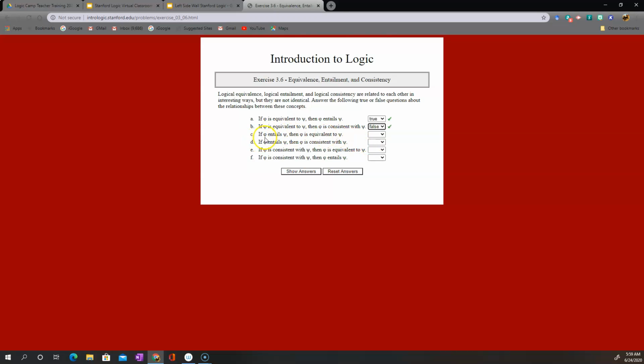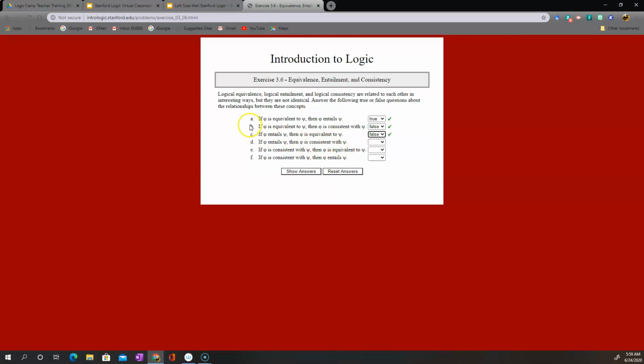C says if phi entails psi, then phi is equivalent to psi. This is false because, remember, equivalence is a stronger requirement than entailment. Entailment just means for every true evaluation of phi, there's also a true evaluation of psi, but doesn't require the other way around, whereas equivalent requires the other way around. So that's false.